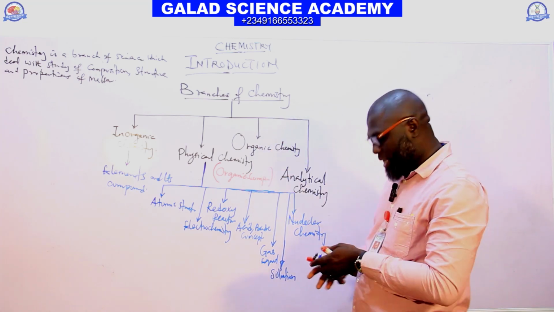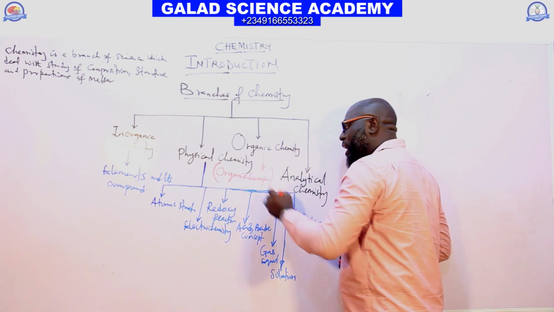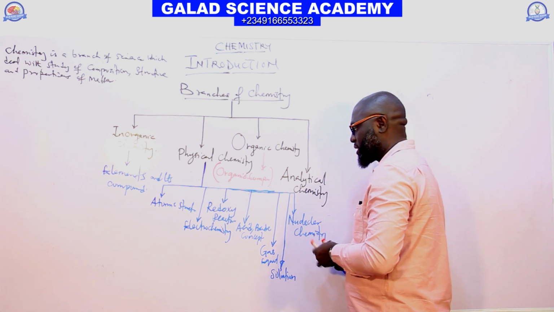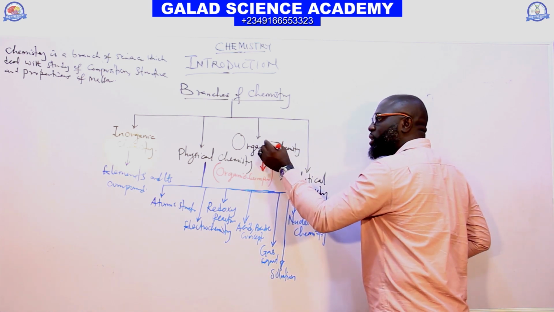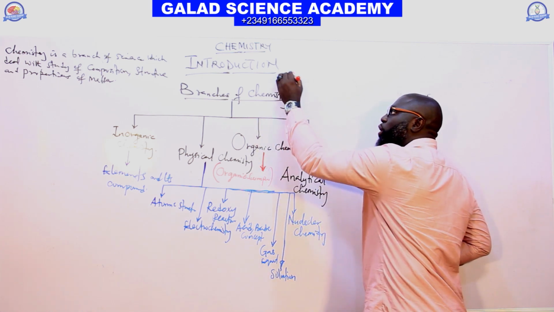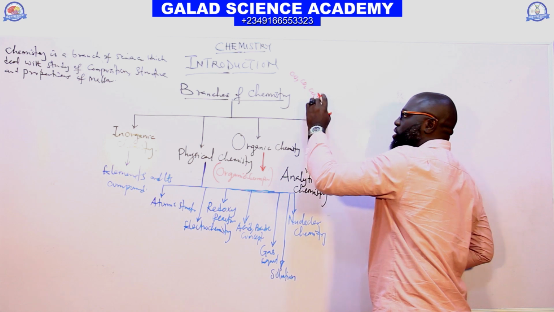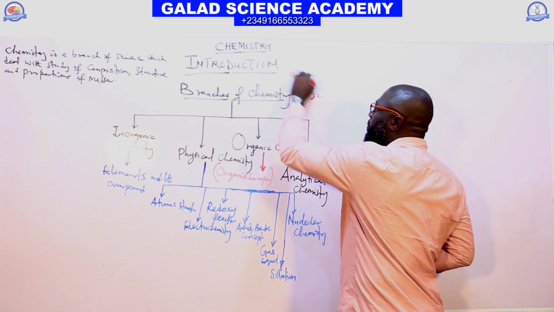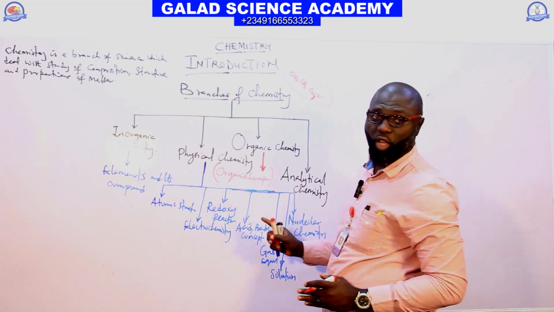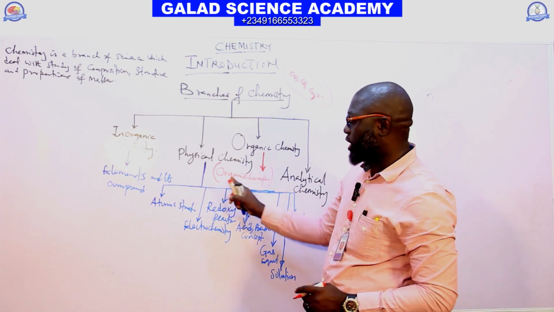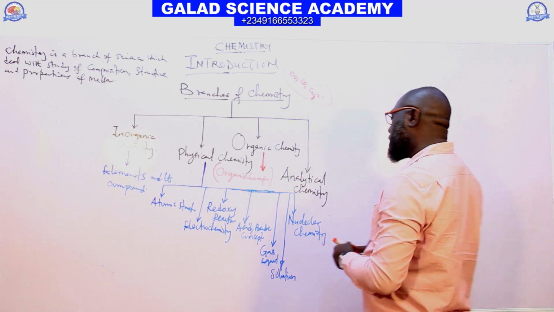Or organic chemistry is a branch of chemistry that deals with the study of carbon and its compounds, with the exception of CO, CO2, and CO3 2-. So organic chemistry is the aspect of chemistry that deals with the study of organic compounds, or carbon and its compounds.